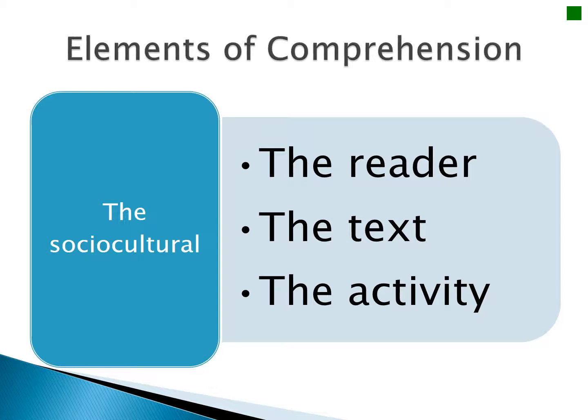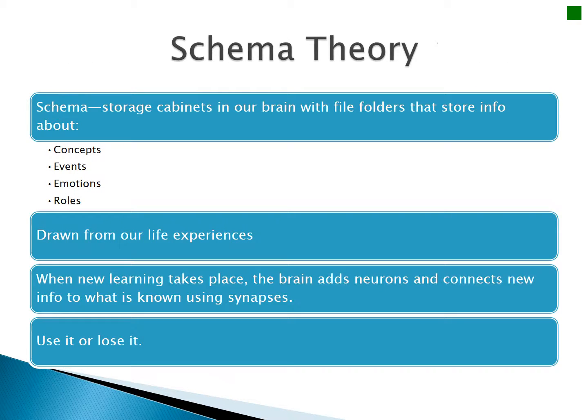So there are many elements that affect comprehension. And if we look at it through the lens of the sociocultural, the things that we have to consider as we're teaching comprehension are the reader, the text, and the activity, or what is the purpose of the reading. So the reader is going to come to the text with certain amounts of background knowledge and various experiences and various skills. All of those will affect comprehension, as well as the text and the activity.